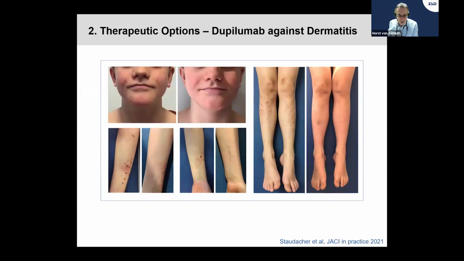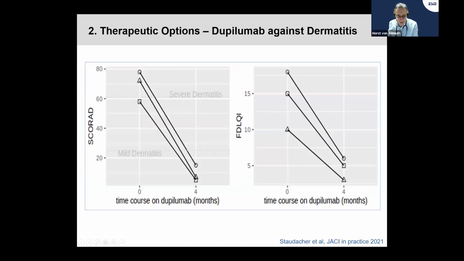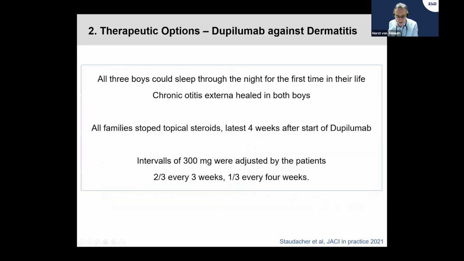These are the pictures before and after dupilumab. You see the pictures before dupilumab treatment on the left side of the slide, and after dupilumab on the right side, and the success was stunning. That was a success after 4 months. In all 3 boys, the score went down, the reported quality of life improved, and to make the long story short, all 3 boys could sleep through the night for the first time in their life.